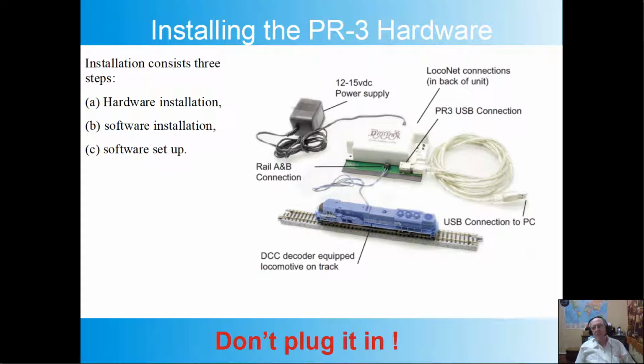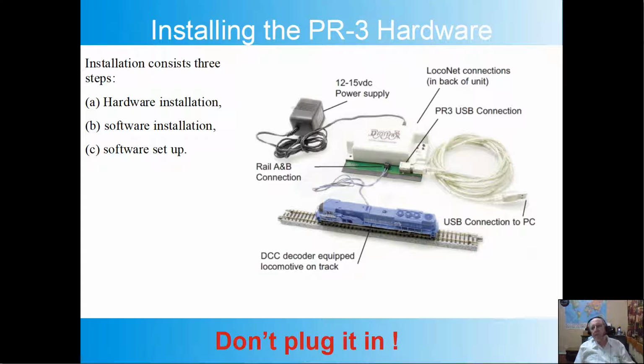This little 3D real world picture simplifies the whole process. Okay, you've got the PR3, the little white box there. You've got your power supply, the little wall wart on the side. Plug it into the Digitrax PR3. There's only one plug it fits, right? Let's make it as foolproof as possible. Plug the power into the socket that it fits in.